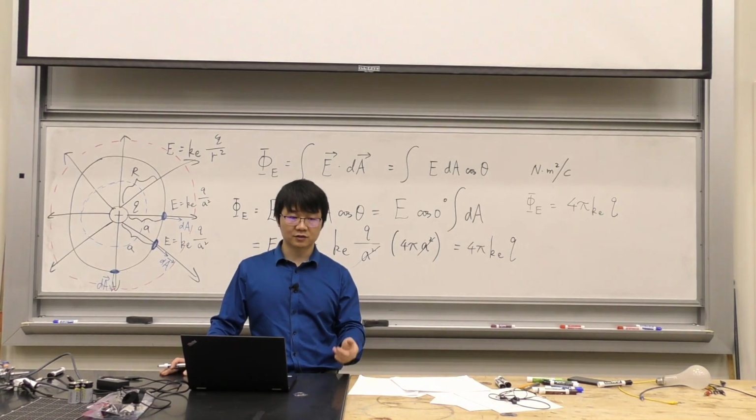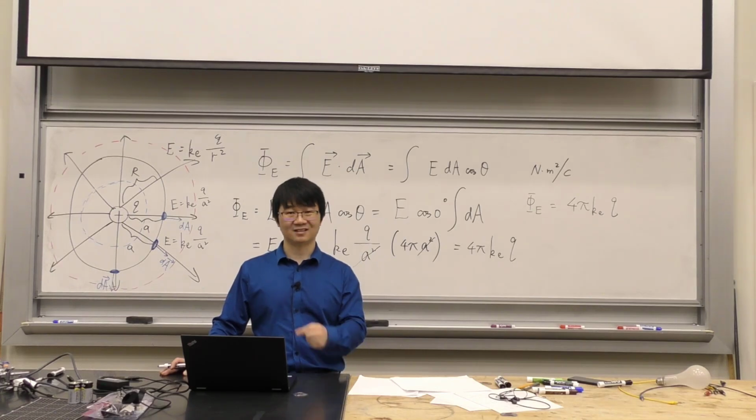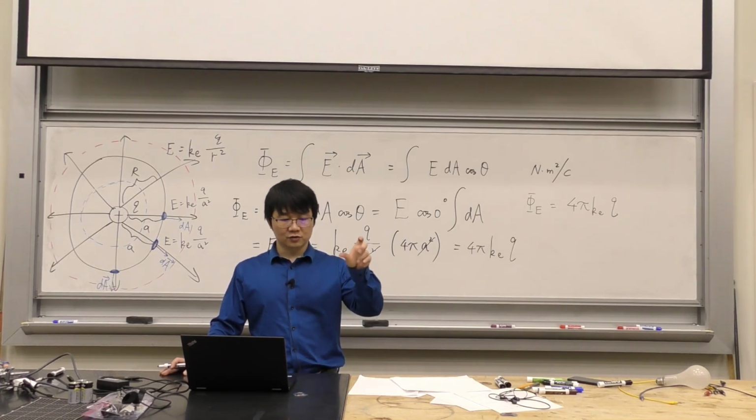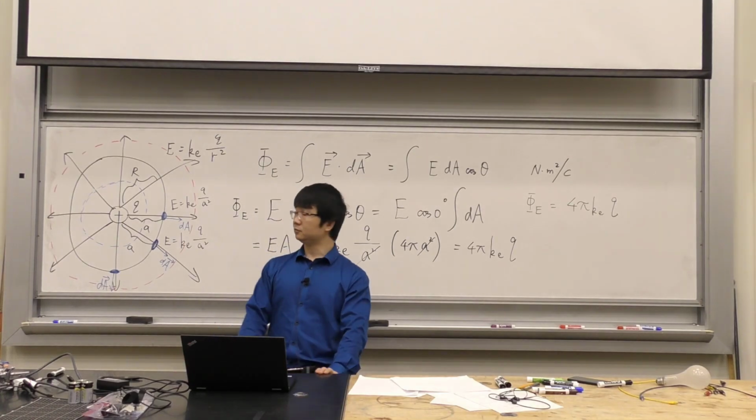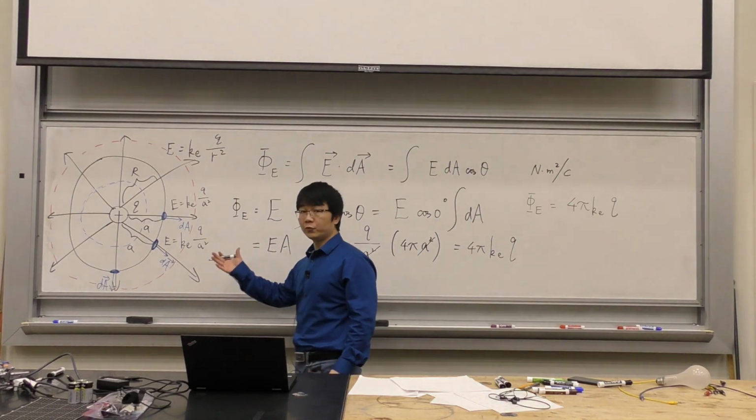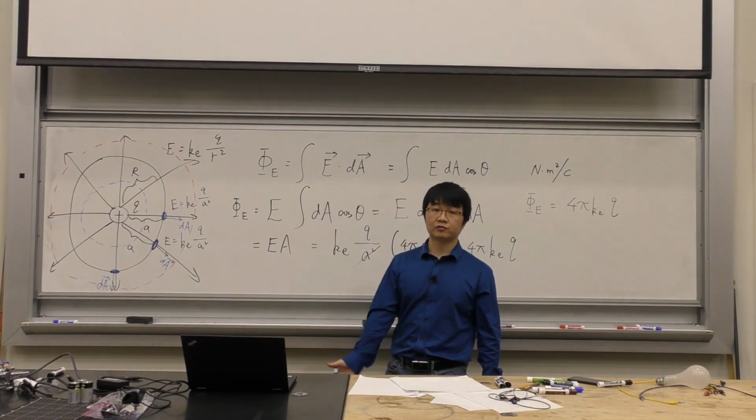So all you need to do is just count the number of electric field lines through each surface. In this case, smaller one, big one, doesn't matter. The number of electric field lines passing through each surface is going to be the same. So of course, they will have the same electric flux.